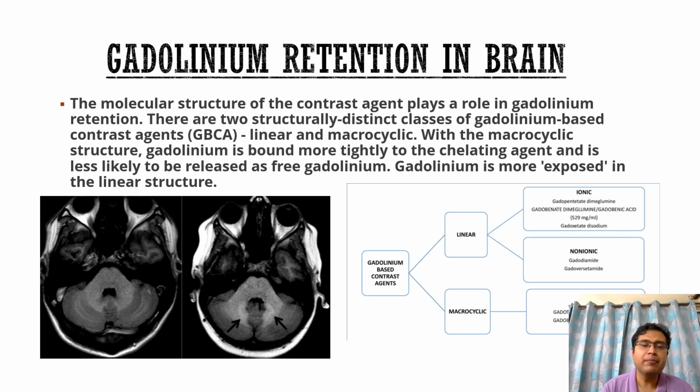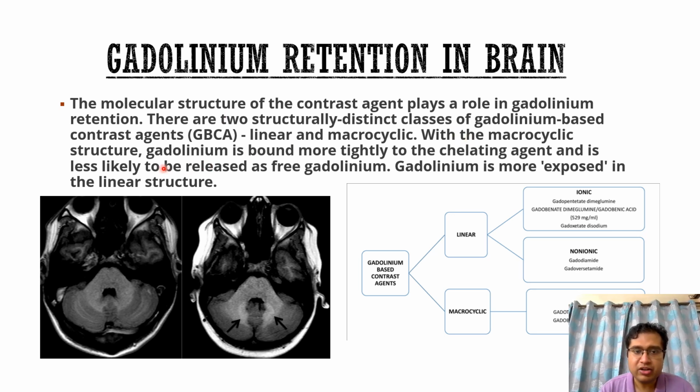Now coming to the very important question as to why a macrocyclic agent is used as compared to a linear agent, because we commonly do a contrast scan in case of follow-up of MS. Now why we need a macrocyclic agent as compared to a linear agent is because the molecular structure of the contrast agent plays a very important role.